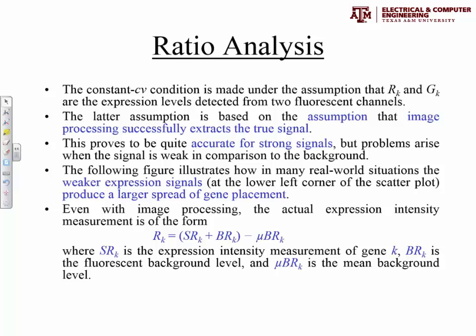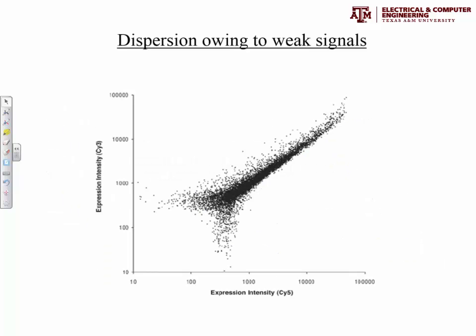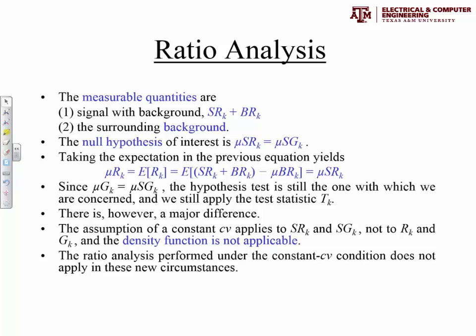Now the problem is, this signal, the actual expression intensity, will satisfy the constant coefficient of variation requirement. However, you're going to work with this signal, RK and GK, and these will in general not satisfy that assumption. So that's the problem. The measurable quantities here are the signal with the background, that is the red signal plus its associated background at the kth spot, and also the surrounding background.